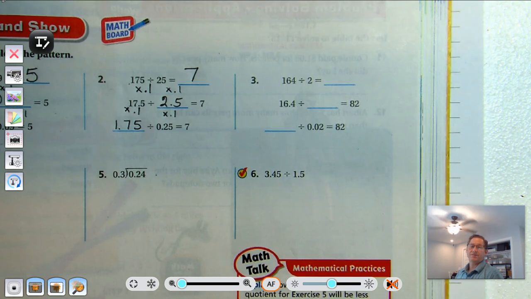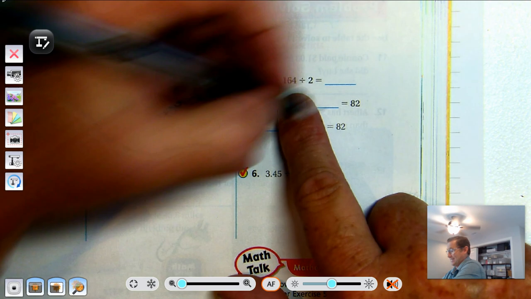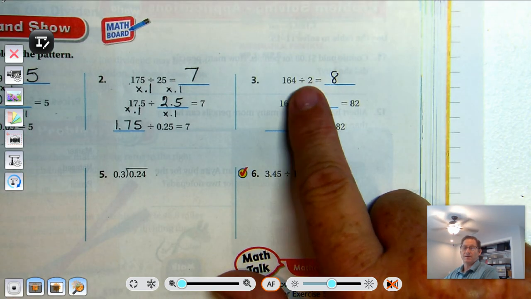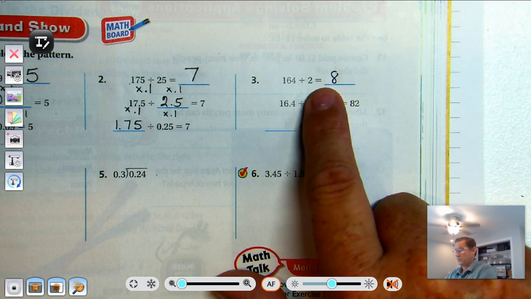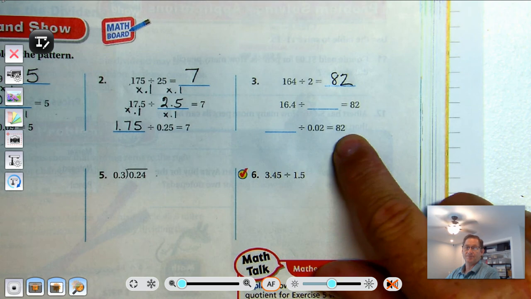All right, number 3, 164 divided by 2. Well, I know 2 times 8 is 16. If I subtract that, that gives me 0. And I have 4 ones divided by 2, that's going to be 2. And again, they showed us that in the pattern.